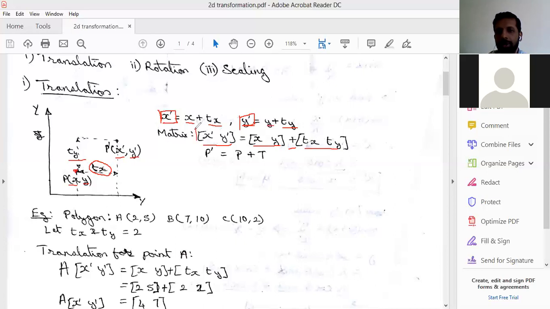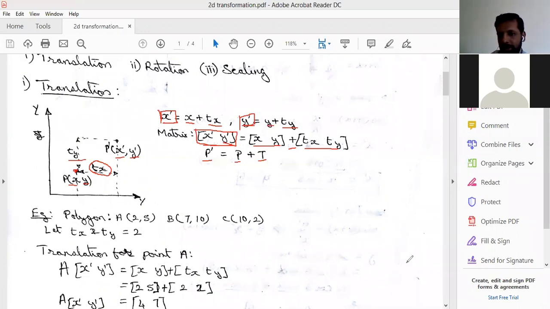final coordinate values. So in general form, it is written as p dash is equal to p, that is the initial coordinate values, plus the translation values, that is tx and ty. This is how it is done for any object or point in CAD, CAM or CAE systems, where it has to be moved from one coordinate to a new coordinate value.